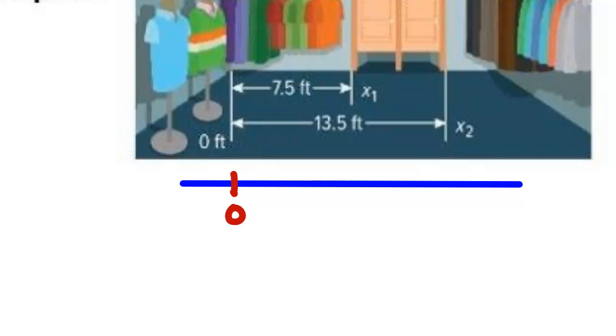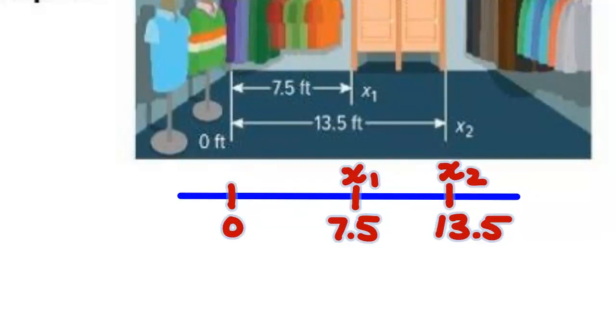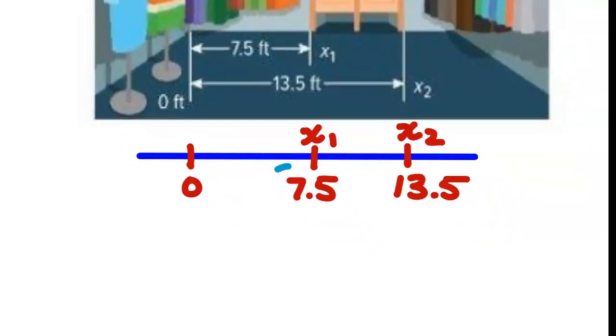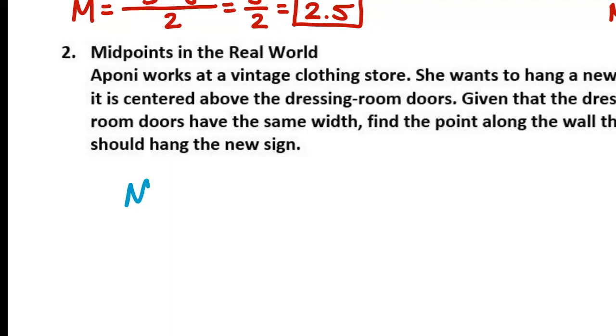We're told that this is 0. This, our x1, is 7.5. And this is our x2 at 13.5. And we want to find the location that we would need to put the sign at. So we want halfway between these 2 points. So to find our midpoint, we're going to add our 2 x's together, x1 and x2. So I'm going to add 7.5 and 13.5 together. And then I'll divide by 2.